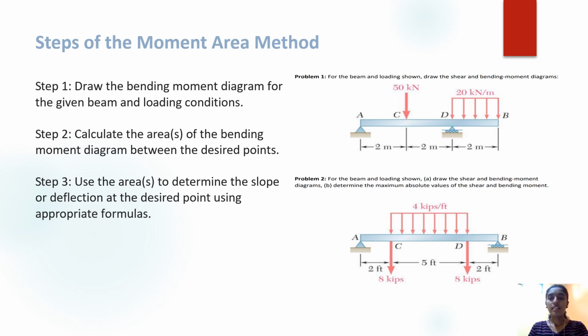Here we can see some of the examples given. In this diagram, we have to find slope and deflection. The slope at any point is equal to the area of the BMD divided by EI, where EI means modulus of elasticity and moment of inertia. On the other hand, deflection at any point is equal to the area of the BMD divided by EI, into x bar, which means the centroid distance from the center.